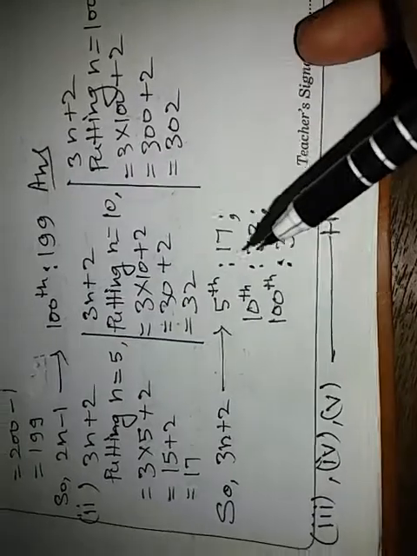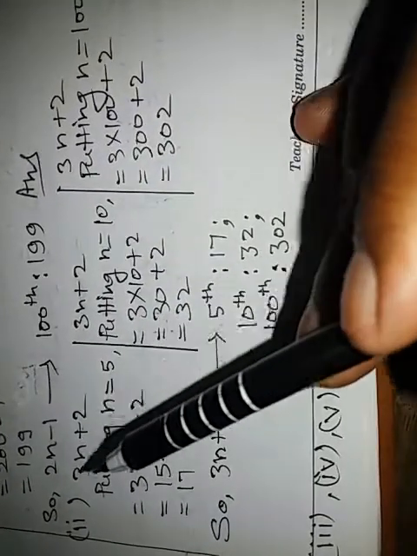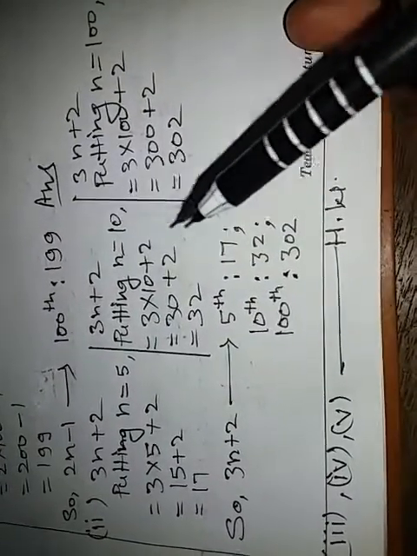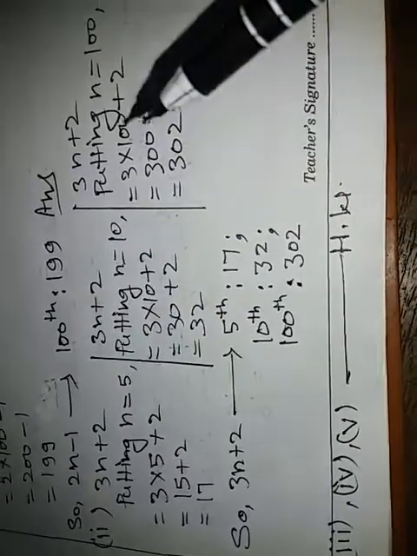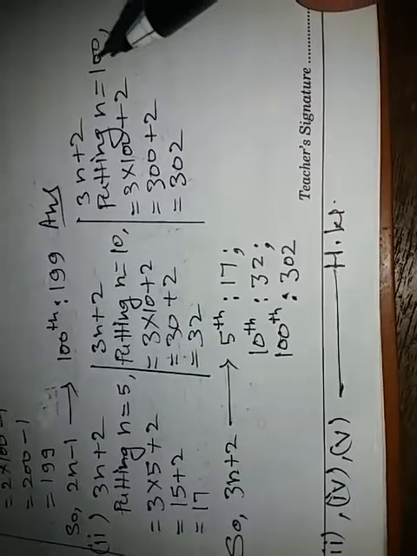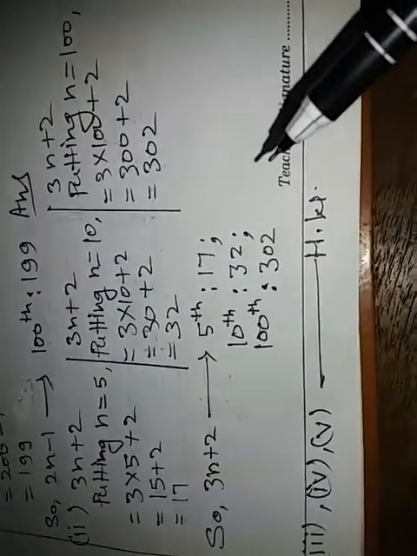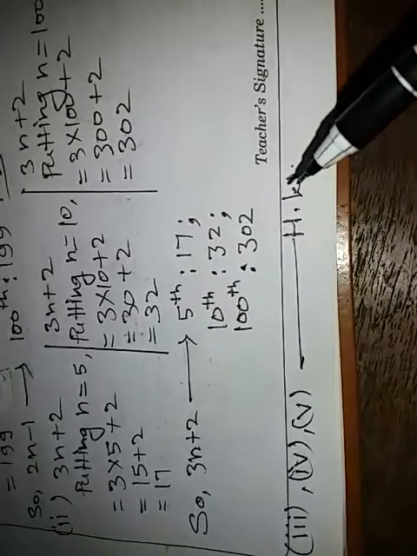If we put n equal to 5, then the value of 3n plus 2 is 17. If we put n equal to 10, then the value of 3n plus 2 is 32. If we put n equal to 100, then the value of 3n plus 2 is 302. Similarly, you can solve parts 3, 4 and 5 as homework.